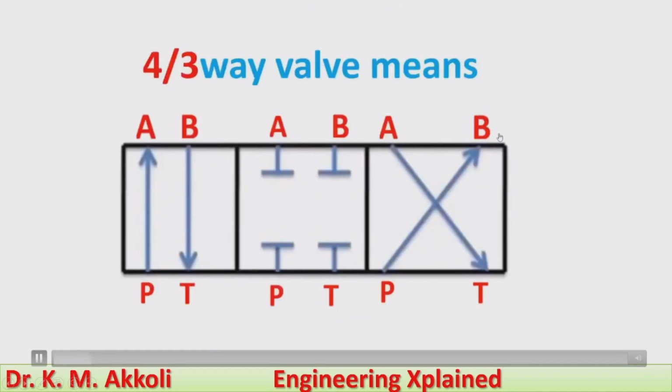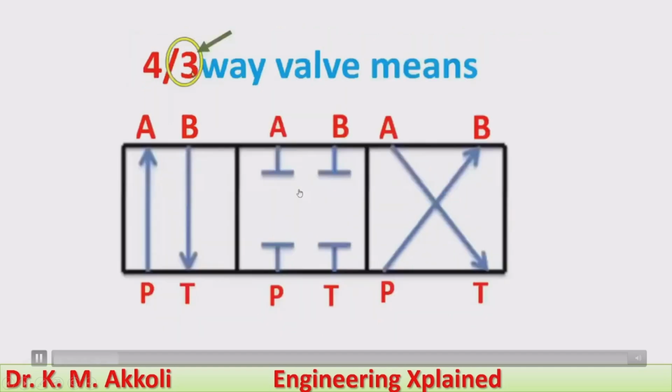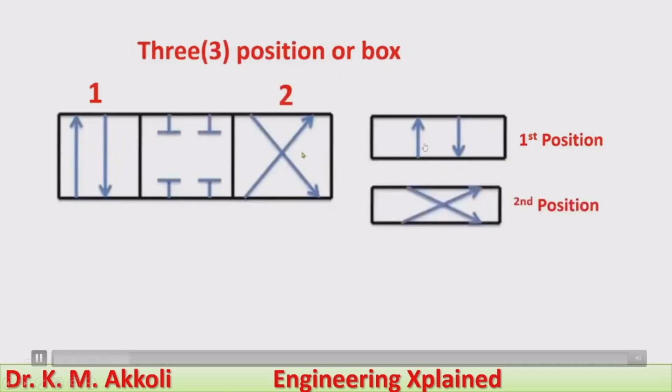The 4 by 3 direction control valve means it has 4 ports and 3 positions. Here we can see the 4 ports and 3 positions, and numbers are provided for these different ports. The first port is on the pump, the second port goes to the actuator, the third port is the return line, and the fourth one. This is also named as A, B, P, T like that.